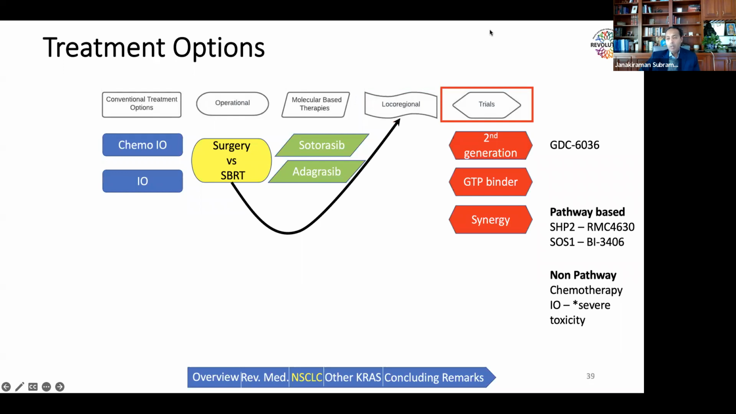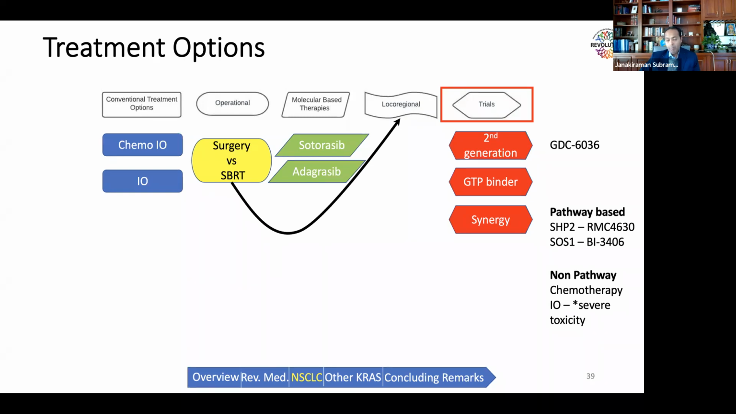So here, I know we talked a lot about the different drugs that are going on. I just wanted to put things in a clinical perspective in terms of what we are looking at. GDC-6036, there will be more discussion about this, is a second generation KRAS G12C inhibitor. We talked about GTP binders too. Now, why is this important? When we talked about sotorasib and adagrasib, the consensus was this is good, but not great. And why is it not great?